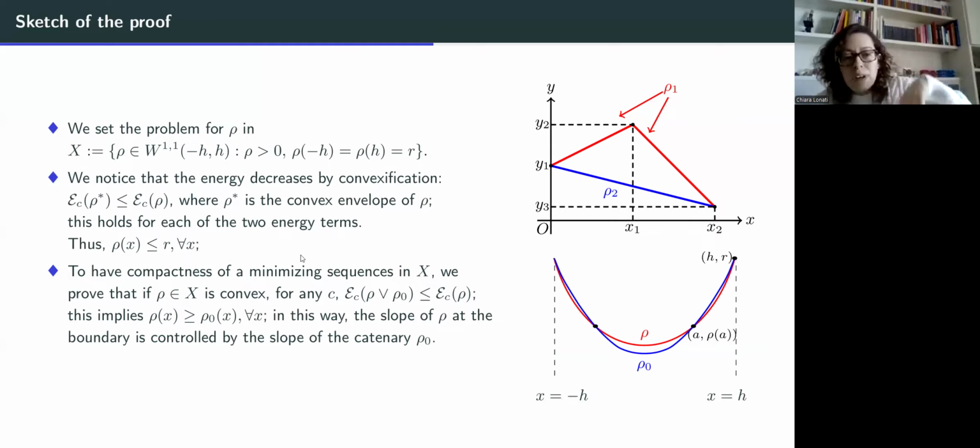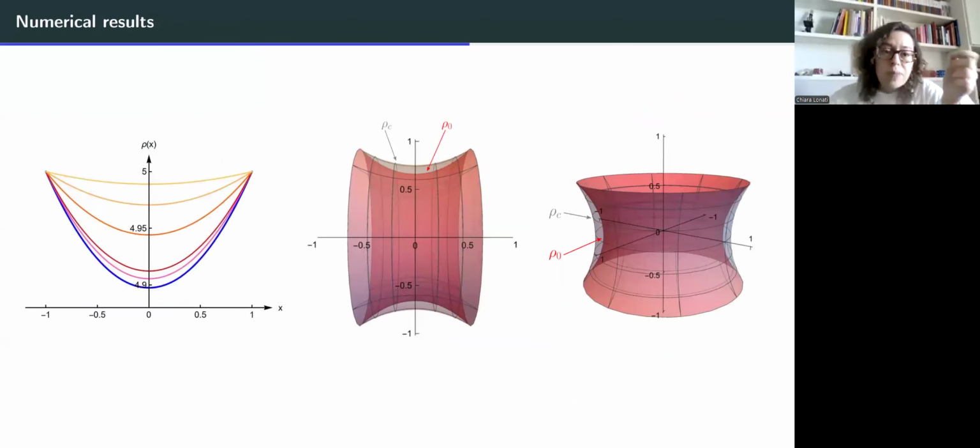And so we have, let's say, controls on the function and on its derivative because we know that the derivatives of ρ and of ρ0 are bounded at the boundary x plus or minus L, h, and then one can use this direct method of calculus of variations to prove that there exists at least a minimizer. So we then carried out some numerical simulations to validate our results.